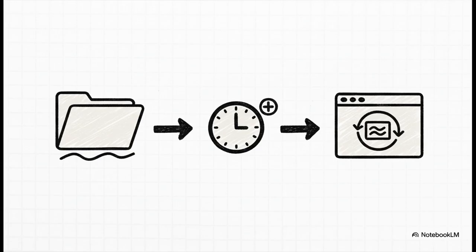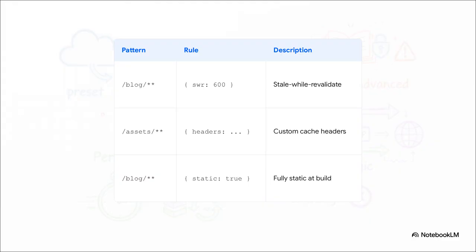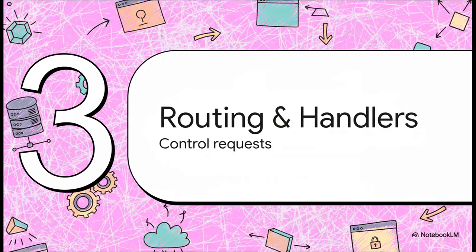It's just so efficient. Now, for maximum control, you're going to want to use route rules. This lets you get super granular and set different caching strategies for different parts of your site. Just look at the slide. You can set up a stale-while-revalidate strategy for your blog, which is great for user experience. Or you can apply custom headers to your assets, or even mark an entire section of your site as fully static. So flexible.